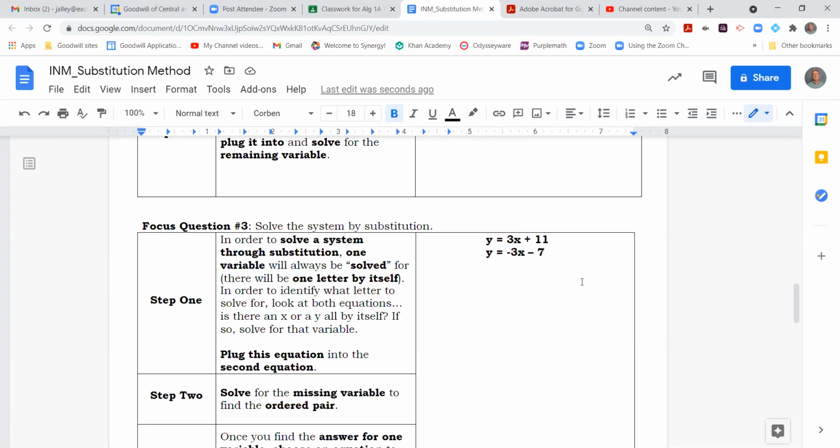Which one do you want to substitute? Well, we got two different things that are equal to y. So what does that tell you about those two different things? They're equal to each other. Does 50 cents equal 2 quarters? Does 50 cents equal 5 dimes? Does 5 dimes equal 2 quarters? Yes.